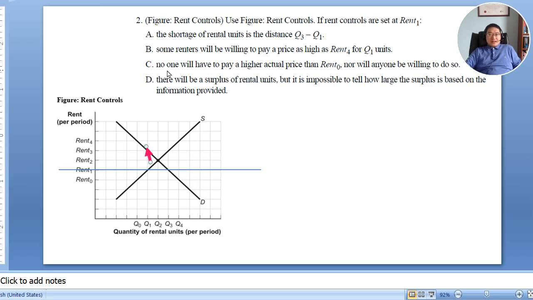Anyway, C, no one will have to pay a higher actual price than rent 0. Rent 0 is here. Nor will anyone be willing to do so. That's just a statement that does not make sense. Doesn't make any sense to me anyway. Well, whatever you think.